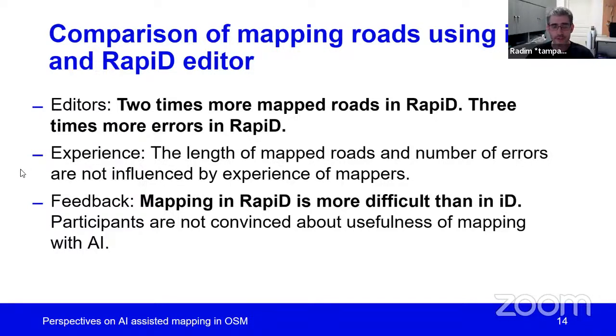Our Czech and Slovak humanitarian mapping community has a big problem with a low number of experienced validators, and it means that producing more data with more errors would even make the situation worse. So from our experience, or feedback from our participants, mapping of roads in Rapid is more difficult than in iD editor, and participants are not convinced about usefulness of mapping with AI. Next slide, please.